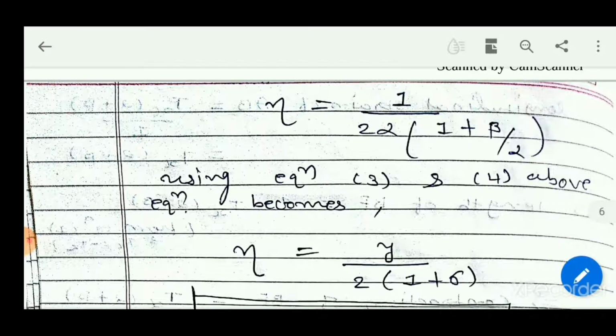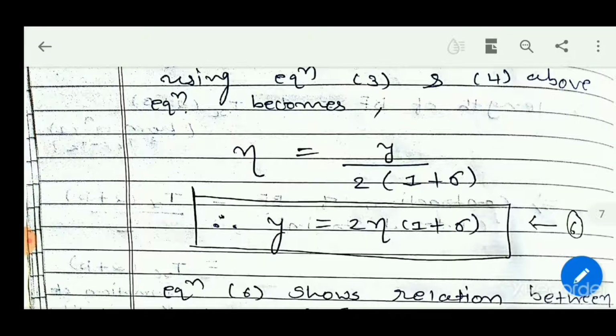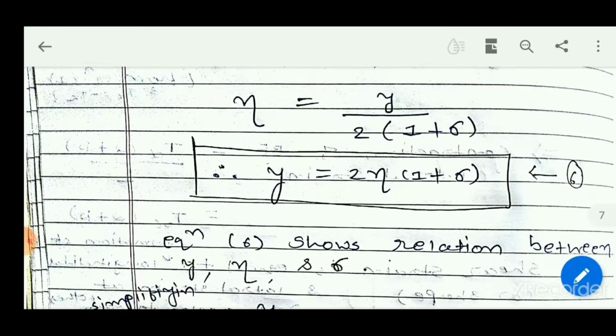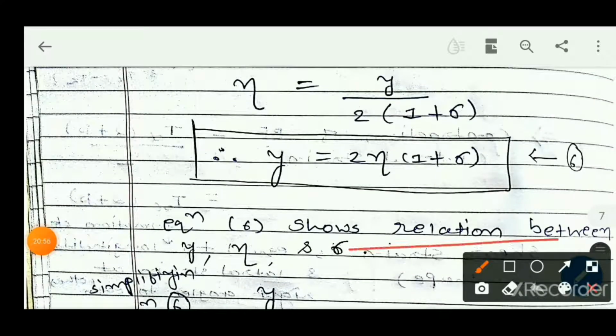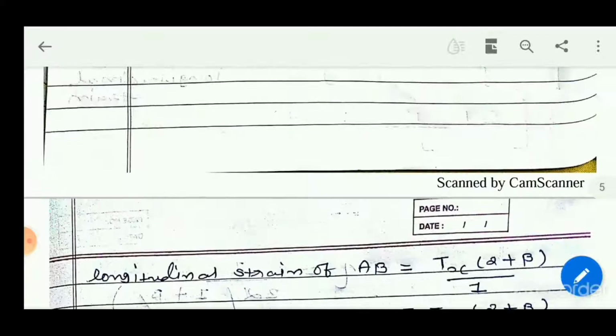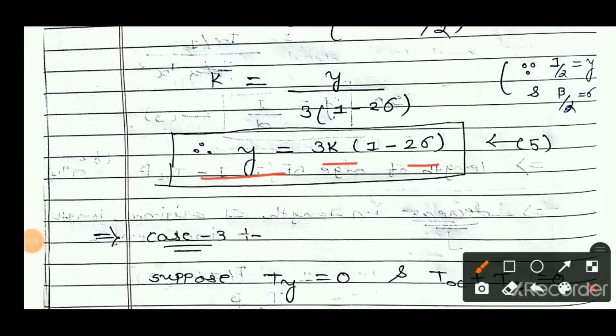So why do we do this? Because we want to put our value of Y is equal to 1 upon alpha, and beta upon alpha is equal to sigma. So now we have eta is equal to Y upon 2 into 1 plus sigma. Okay, so let's make Y the subject of the formula: Y is equal to 2 eta 1 plus sigma. This equation 6 shows the relation between Y, eta and sigma. Okay, so this shows the relation between Y, eta and sigma.